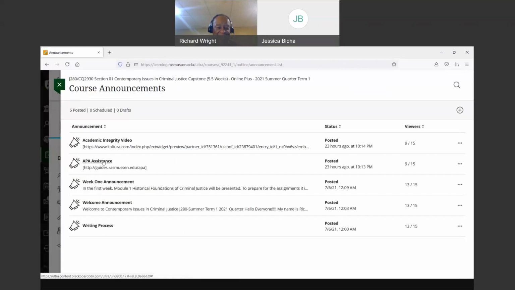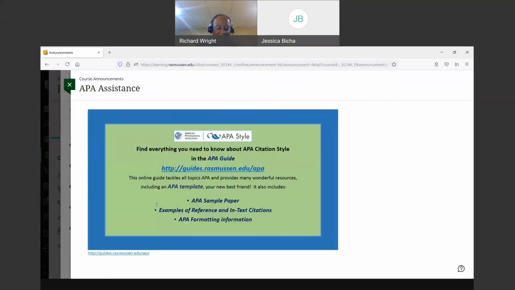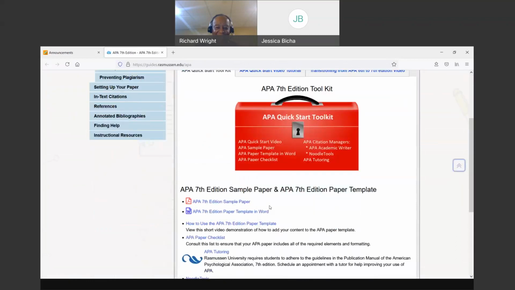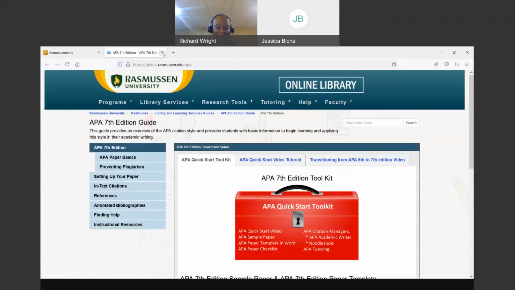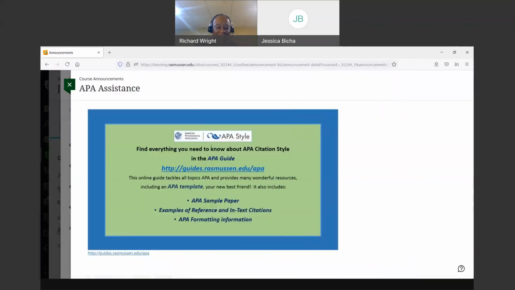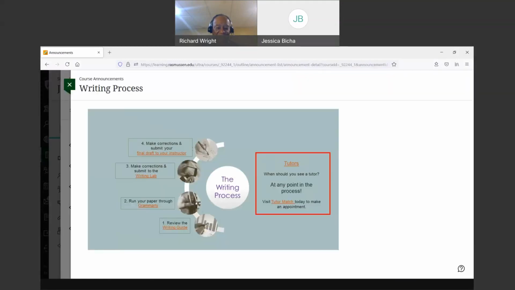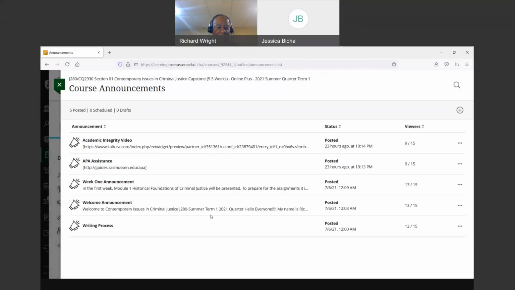The APA assistance will take you to guides concerning APA, and there's some information there that I've included for that. As you know, we're in the 7th edition now. These will all be available for you the entire time. Then the final one is the writing process, and it tells you the steps in the writing process. Just bringing those to your attention. So now let's get to these specific announcements.